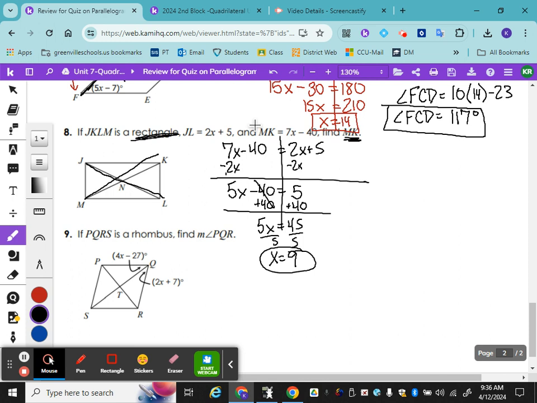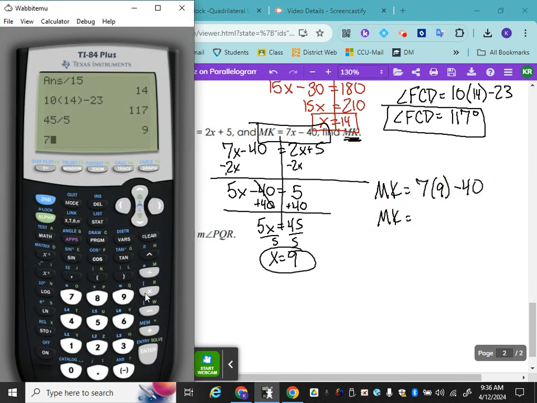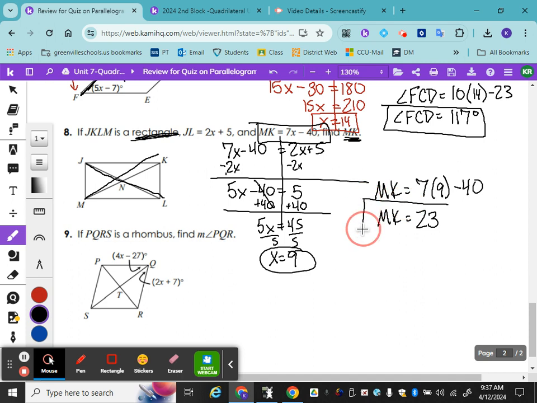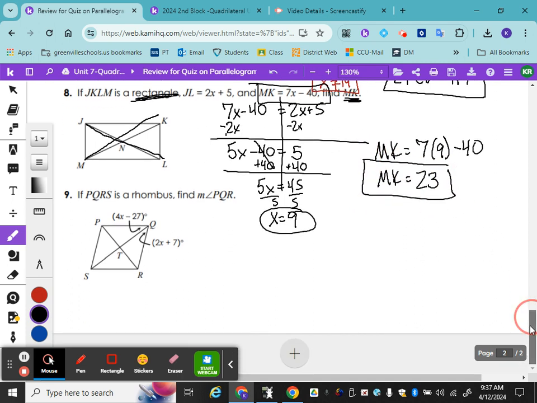All right. MK is right here. We got to plug it back in. MK equals 7 times 9 minus 40. That's 23. Not degrees, because it's a length.